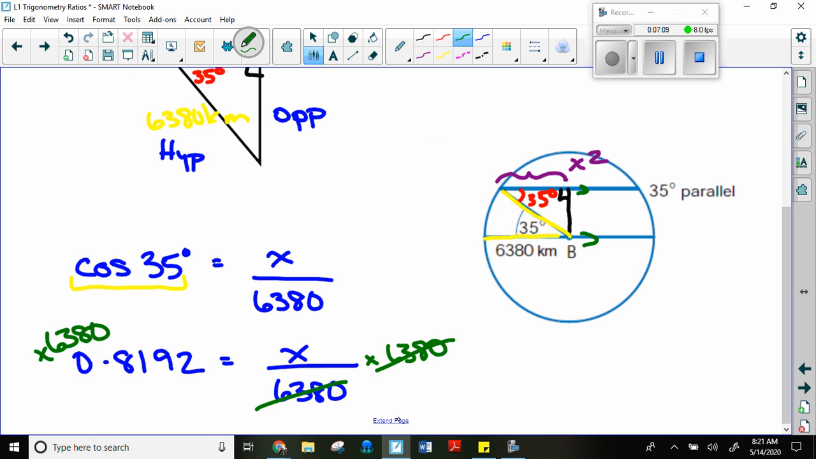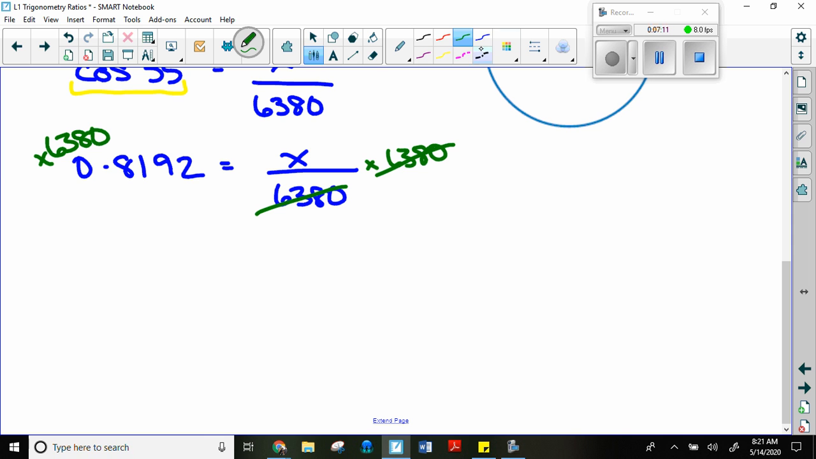And we get our answer for x, which is 0.8192 times 6,380. Excuse me, I'm so sorry. Okay, it's not COVID, it's allergies. Here we go. 5226.19 equals our final answer.